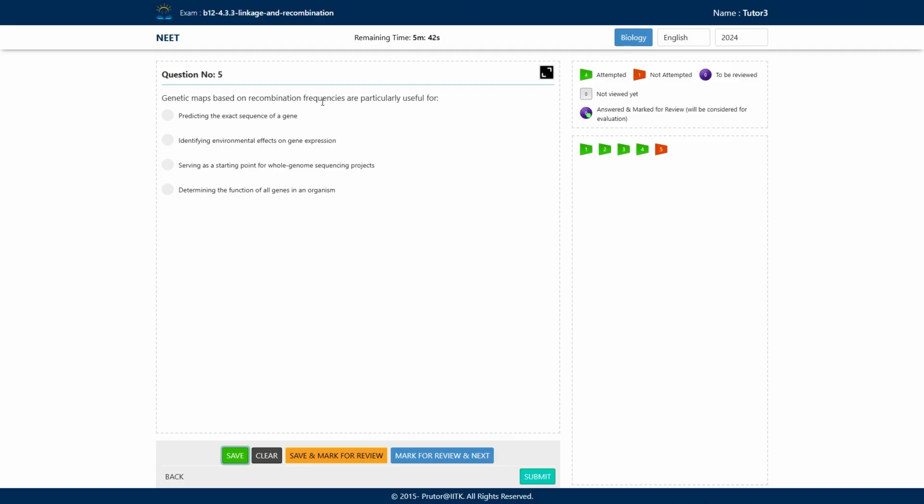Next, genetic maps based on recombination frequency are particularly used for predicting the exact sequence of the gene, identifying environmental effects on gene expression, serving as a starting point for whole genome sequencing projects, and determining the function of all genes in an organism. What will be the correct answer here? The correct answer will be option C here, serving as a starting point for whole genome sequencing. So recombination frequencies are used to create genetic maps. These genetic maps can be used for sequencing of the genome.